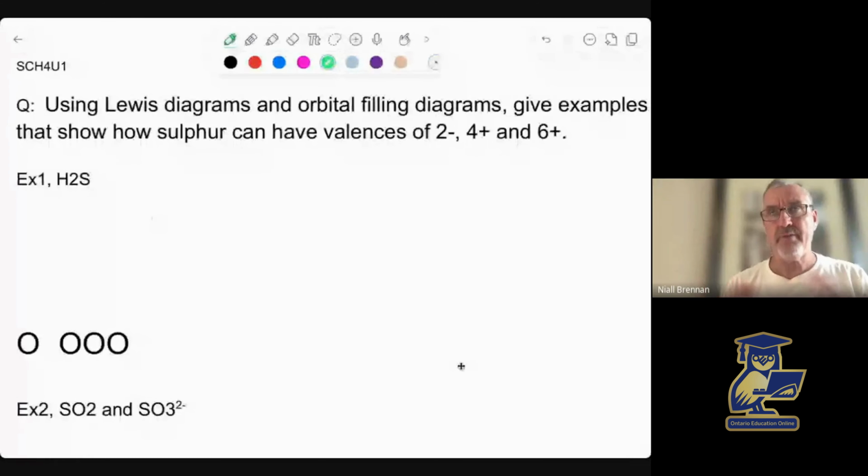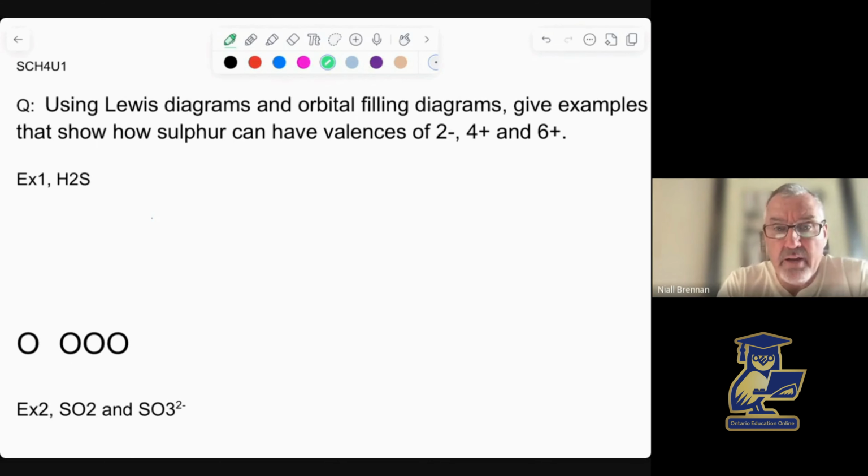Let's put together a couple of examples here that will bring a lot of different ideas together, including Lewis diagrams, electronic configurations, and orbital filling diagrams, and we can see how they complement one another. All right, so here we go.